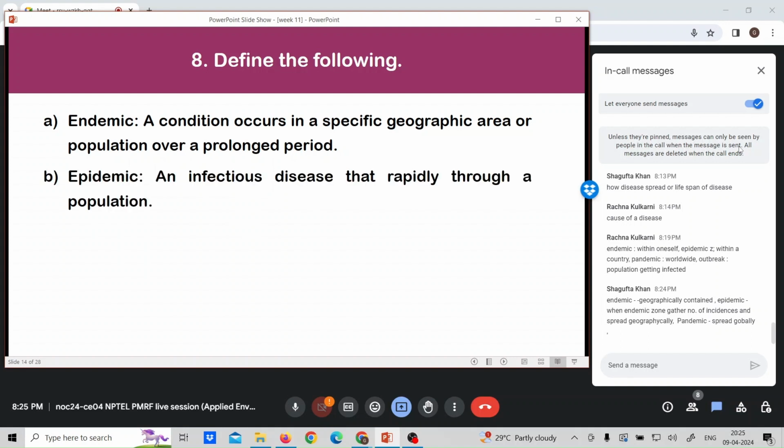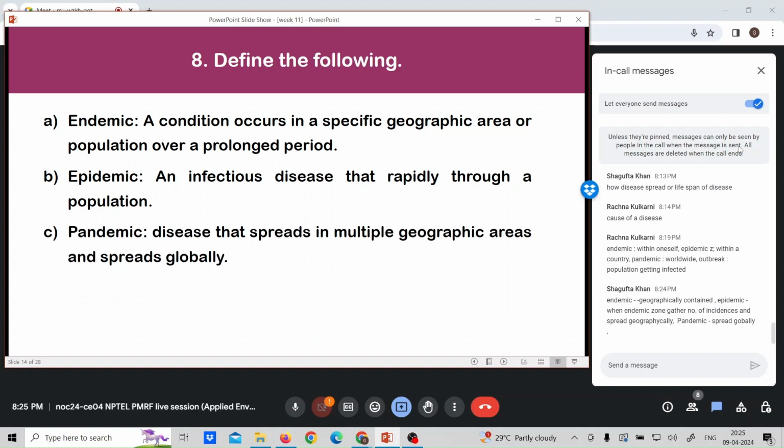Okay. Similarly, an epidemic is an infectious disease that rapidly occurs through a population. Okay. A pandemic is a disease that spreads in multiple geographical areas and globally.